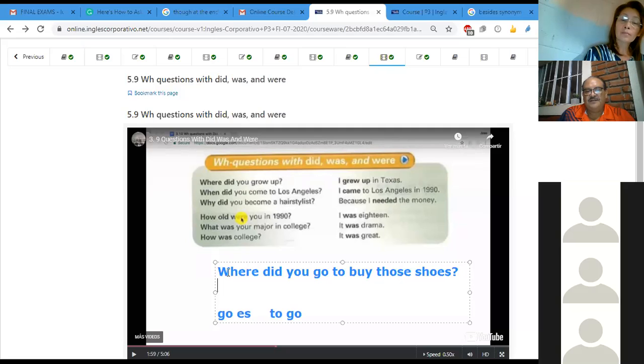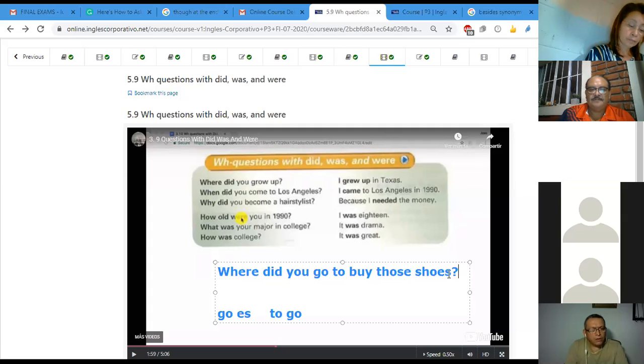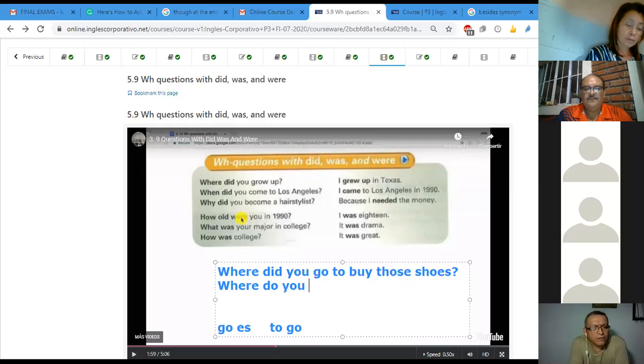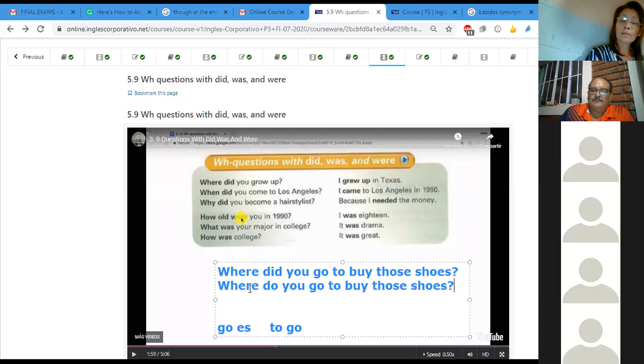Okay, how do you say this in English, in Spanish? This question? ¿Cuándo fuiste a comprar esos zapatos? ¿Dónde fuiste a comprar? Okay, no problem. Where do you go to buy those shoes? ¿Y acá? ¿Cuándo vas a comprar tus zapatos? ¿Dónde vas a comprar tus zapatos?